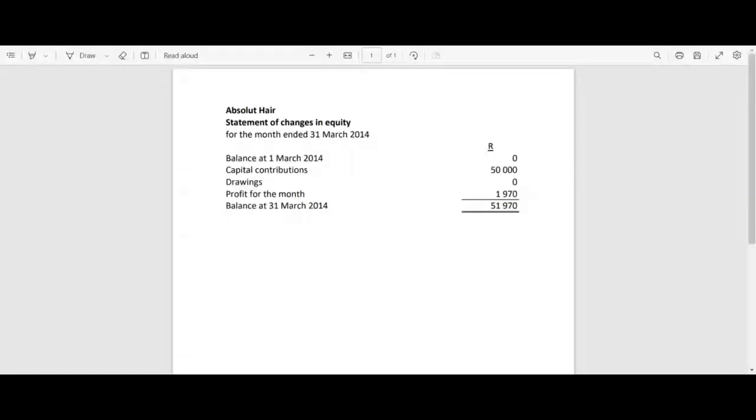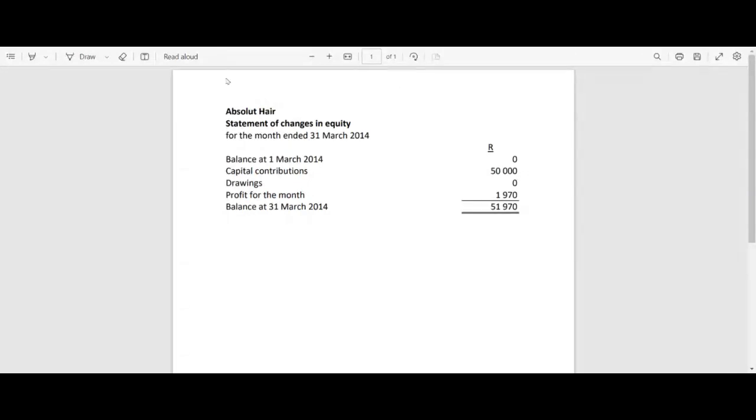And there it is. So this is the statement of changes in equity for the month ended 31st of March 2014. We saw that it was the first year of business. By the way, you can give this column a heading. This is actually your capital column. So perhaps just make a note there. I'm actually sorry that I didn't type it in there. So that will be your capital column.